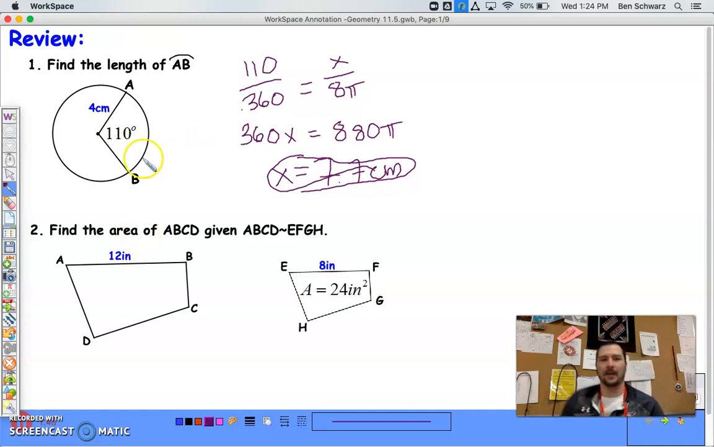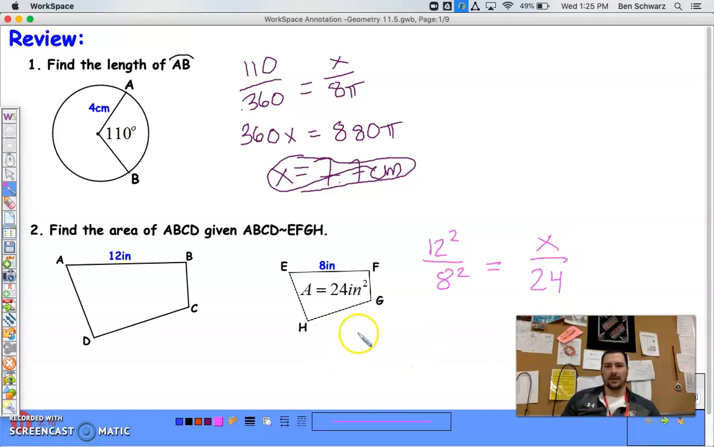face the screen here. All right, so next is a review from 11.3. We want to find the area of ABCD, given that these two are similar. So if you notice, the ratio of the lengths is 12 to 8. Well, remember when we do areas, we got to square those. So 12 squared over 8 squared is going to equal this area, x over the other area, 24. So that would give us 8 squared, which is 64, x when we do cross product.